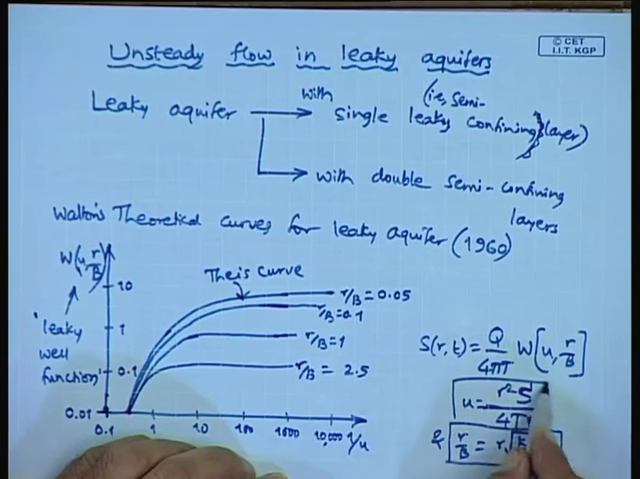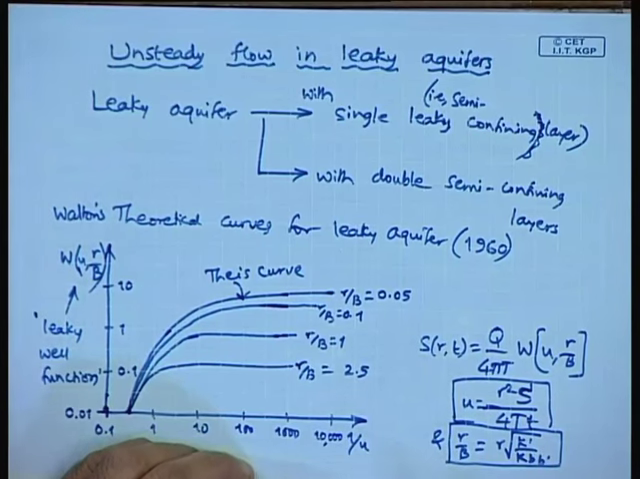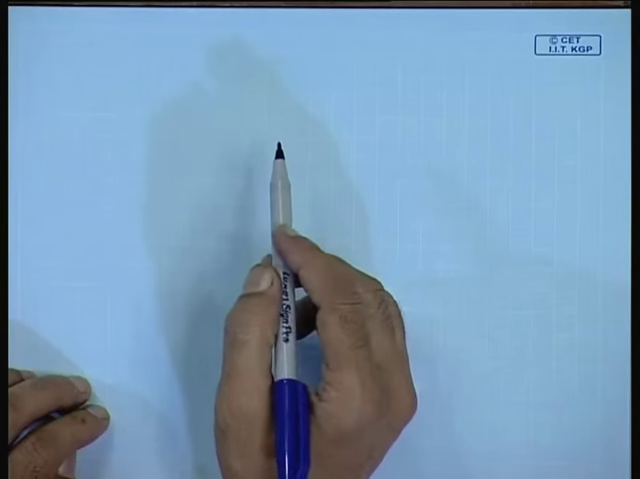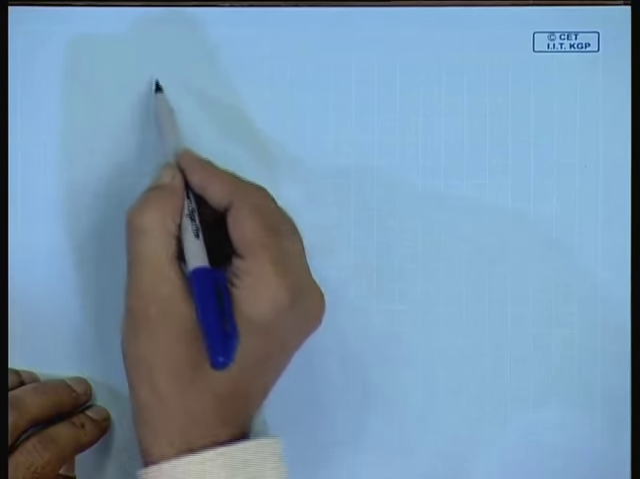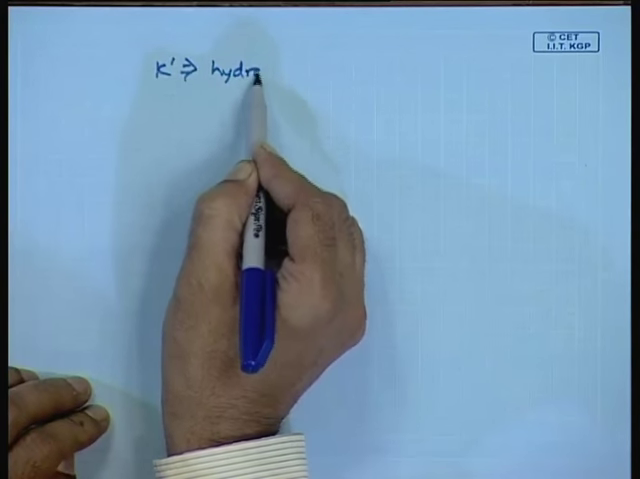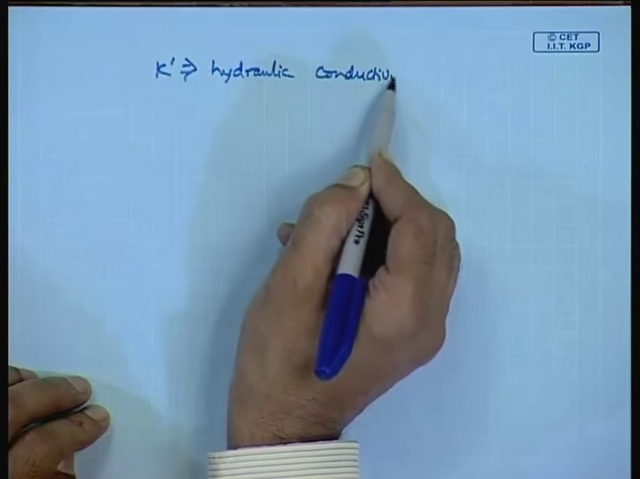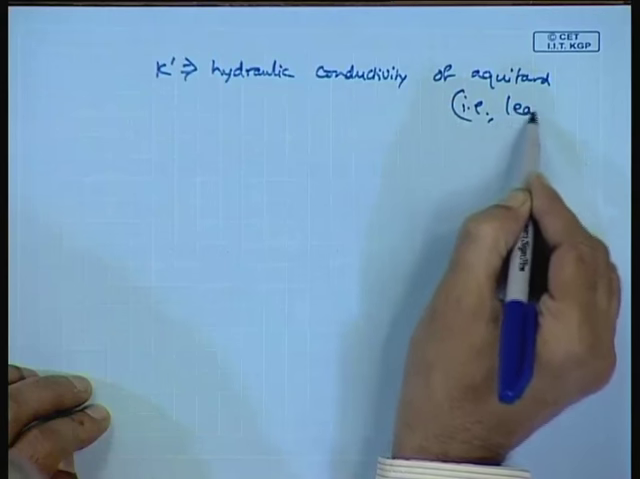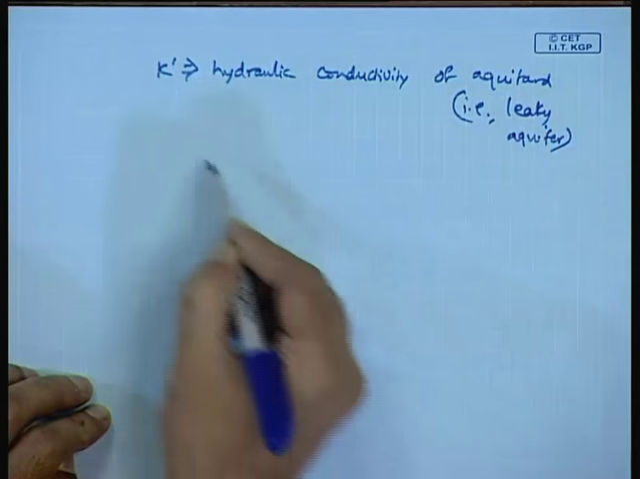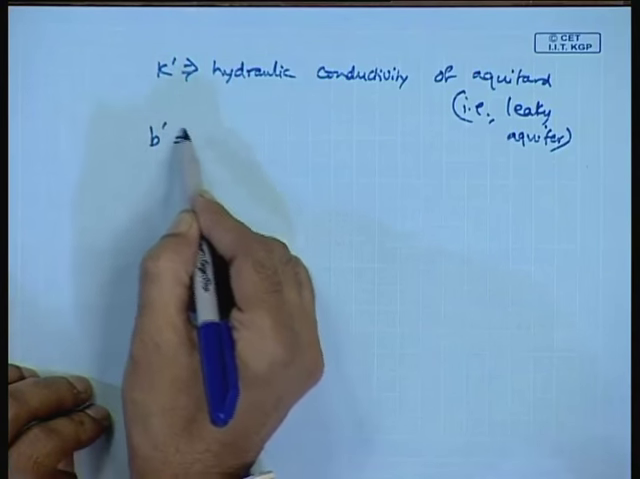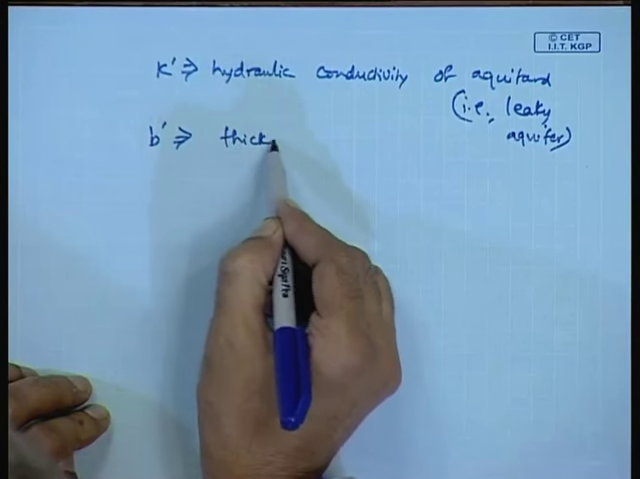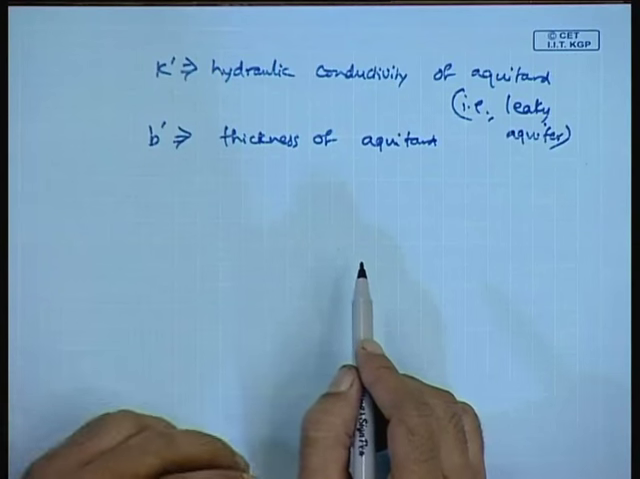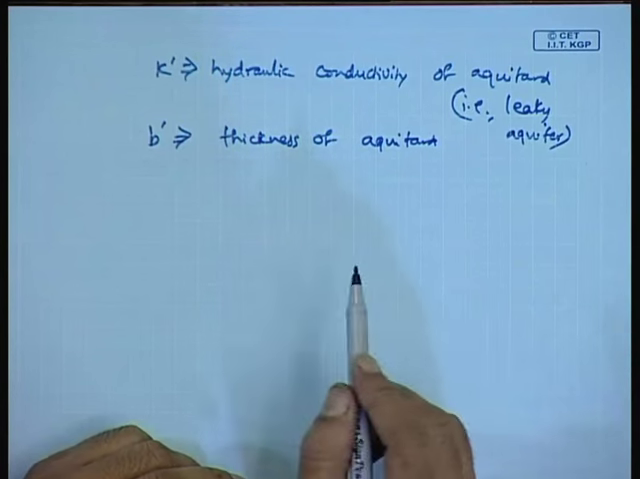Here this B dash is the aquitard thickness. So K dash is the hydraulic conductivity of the aquitard, or leaky layer, and B dash is the thickness of the aquitard, that means the leaky layer, and K and B are for the regular aquifer.